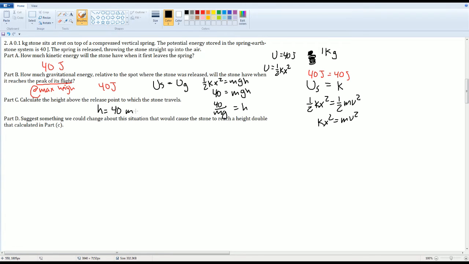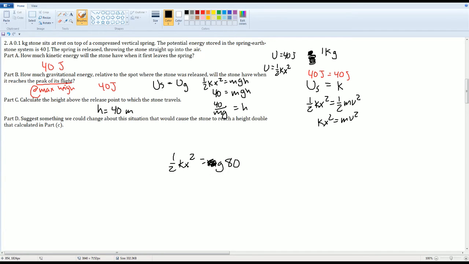Suggest something we could change about the situation that would cause the stone to reach a height double its calculation in part C. How do we get 80? Basically, they said height becomes 80. So this is mass, gravity, height. They want this to be 80. Okay, we have 1/2 kx squared, right? So mass goes away.